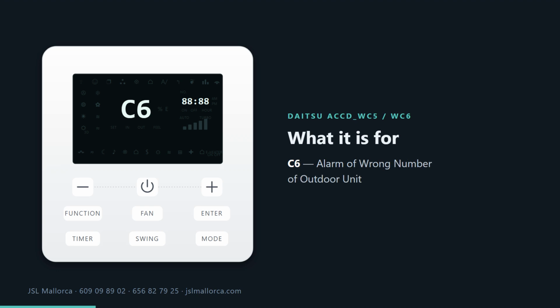Code C6. According to the manufacturer, alarm of wrong number of outdoor unit. Code C7. According to the manufacturer, mode exchanger communication error. Code CB. According to the manufacturer, outflow of unit's IP address.